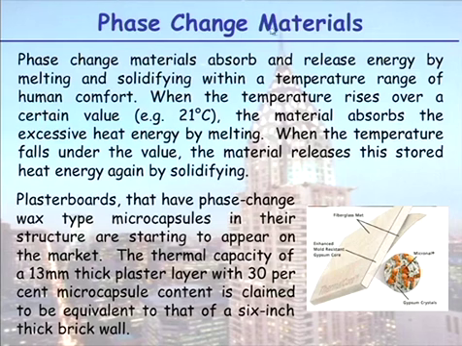These phase change materials are slowly being integrated into plasterboards. They have these little capsules, as you can see on this side. Within the plasterboard, they have these phase change wax-type microcapsules in their structure. The thermal capacity of a 13mm thick plaster layer with 30% microcapsule content is claimed to be equivalent to that of a 6-inch brick wall. So these things are around, they are on the market, but of course the cost is prohibitive. They're still expensive, so we haven't got that economic part quite sorted out yet.